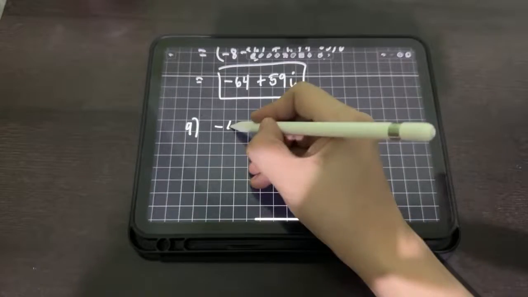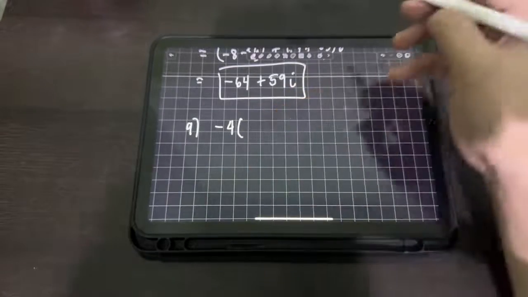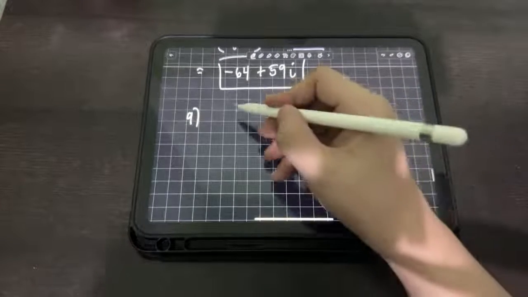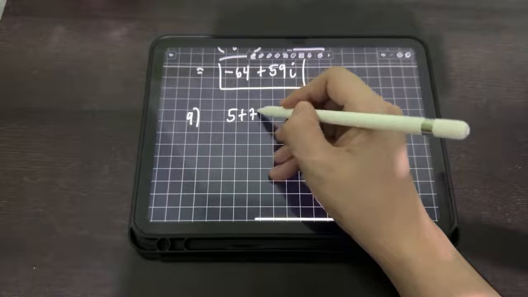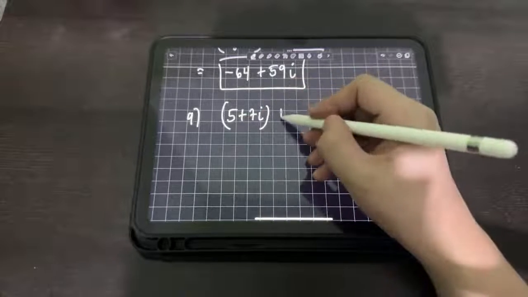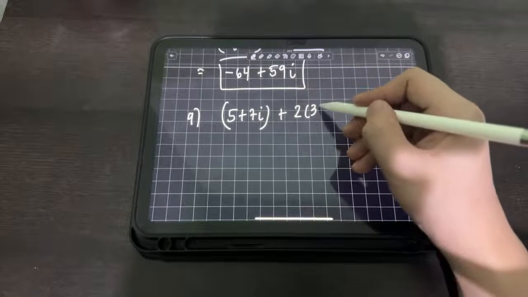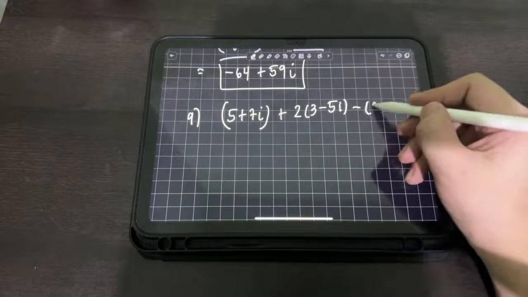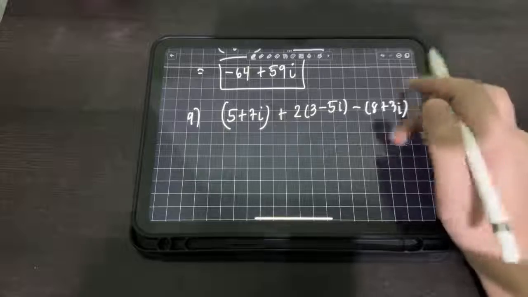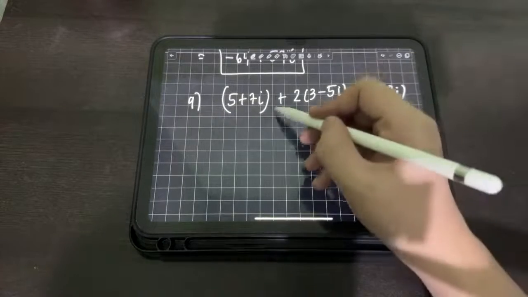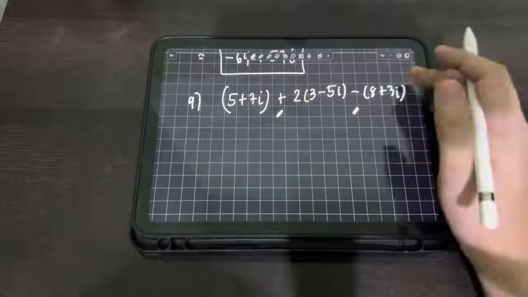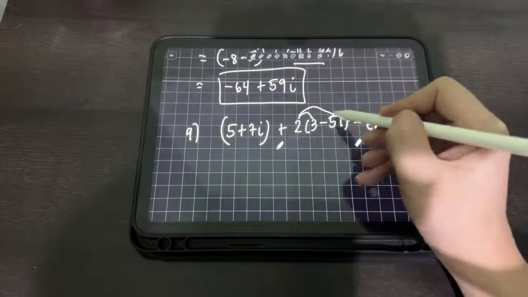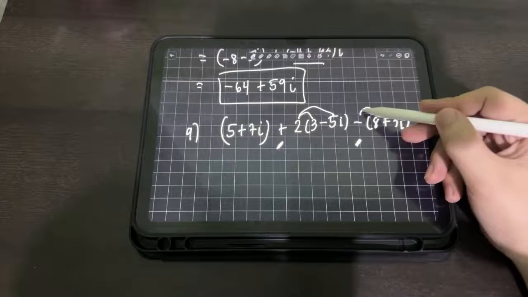Okay. Next, for number 9, we have 5 plus 7i plus 2 times (3 minus 5i) minus (8 plus 3i). So we have both addition and subtraction. Okay? So we can distribute first these two, multiply, and we can distribute this negative sign.